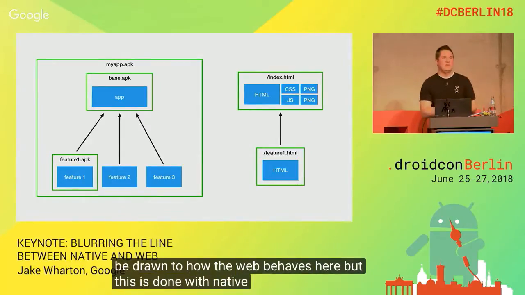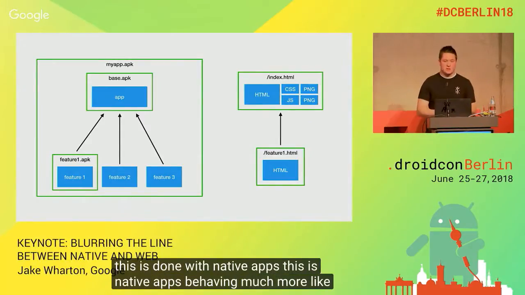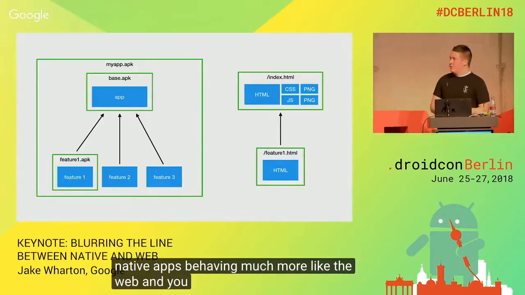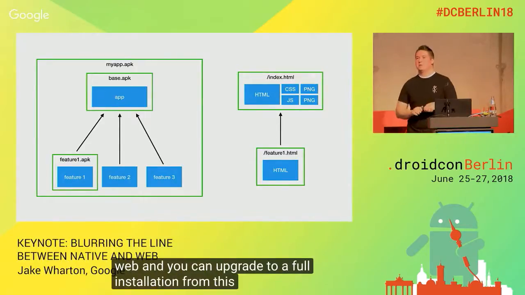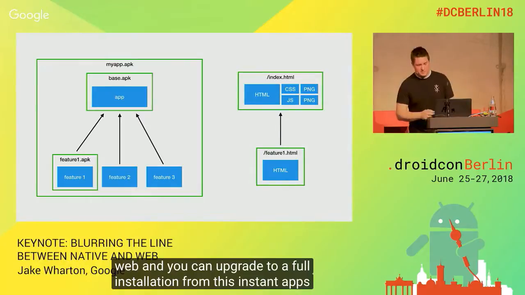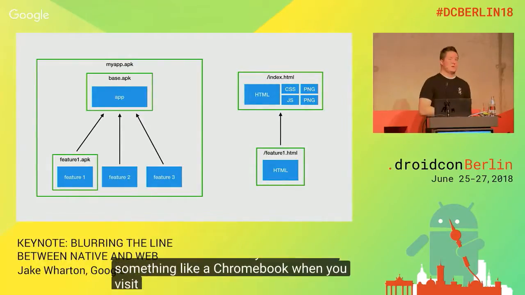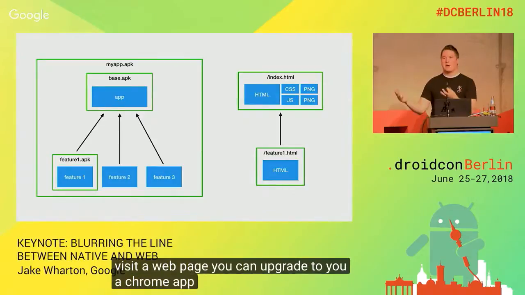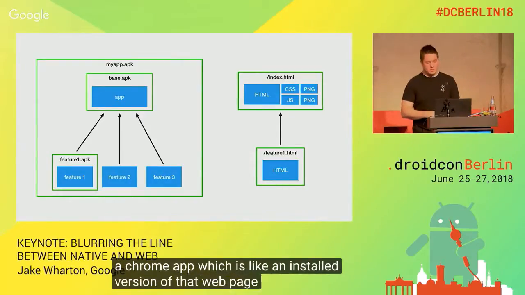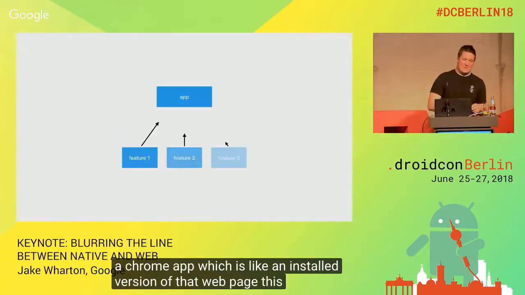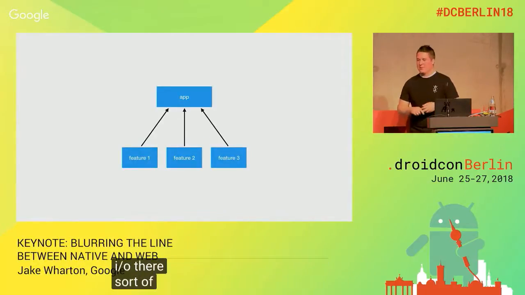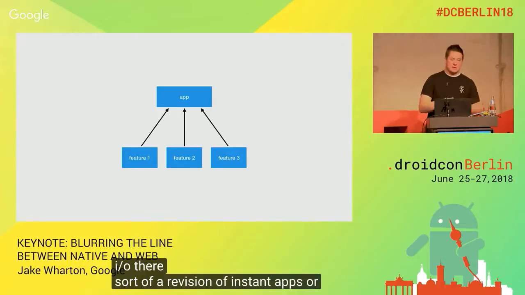This is done with native apps. This is native apps behaving much more like the web. And you can upgrade to a full installation from this instant app, which is similar to what you can do on something like a Chromebook. When you visit a web page, you can upgrade to a Chrome app, which is like an installed version of that web page.